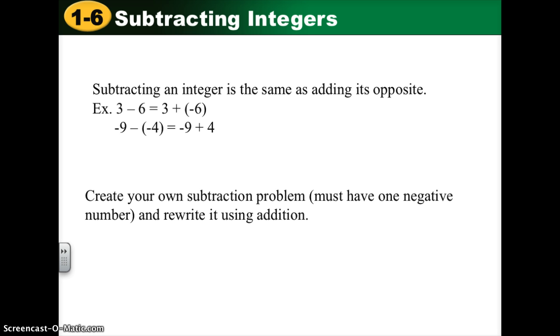A few more examples to look at. Subtracting an integer is the same as adding its opposite. 3 minus 6 is the same as 3 plus negative 6. Negative 9 minus a negative 4 is negative 9 plus 4. Go ahead and create your own subtraction problem. You must have one negative number and rewrite it using addition.